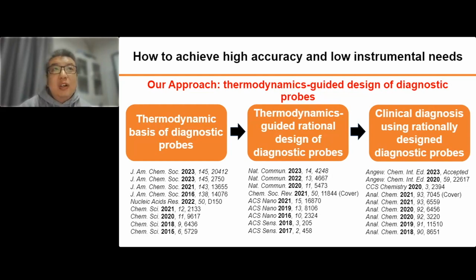So basically, we focus on the study of the thermodynamic basis of diagnostic probes, particularly for their analytical performance. For example, the sensitivity and specificity: what are the bases for those? And then with those insights into the diagnostic probes and their analytical performance, we use them to guide the rational design of a new generation of diagnostic probes. And then we make use of those diagnostic probes in clinical diagnosis.